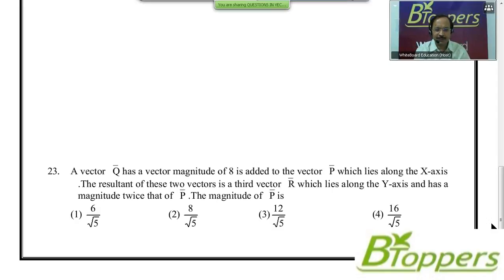First option 6 by root 5, second option 8 by root 5, third option 12 by root 5, fourth option 16 by root 5. That means you are given that the magnitude of vector Q bar is 8 and vector Q bar is added to the vector P bar which acts along the x-axis. The resultant of P bar and Q bar is the third vector R bar which acts along the y-axis. The magnitude of this resultant R bar is given to be double the magnitude of vector P bar. You are asked to find the magnitude of vector P bar. Come on, try this question.